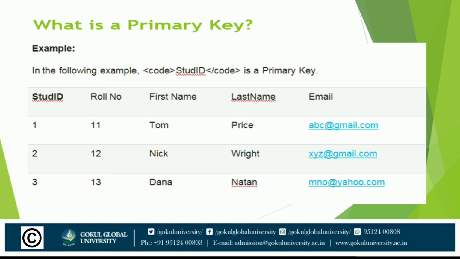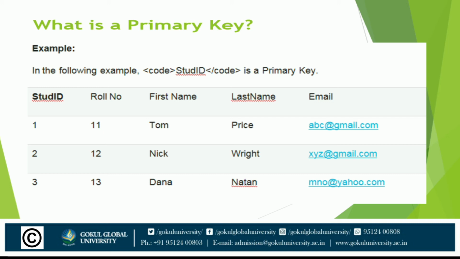Primary key. A primary key is a column or group of columns in a table that uniquely identifies every row in that table. The primary key can't be a duplicate, meaning the same value can't appear more than once in the table. A table cannot have more than one primary key.